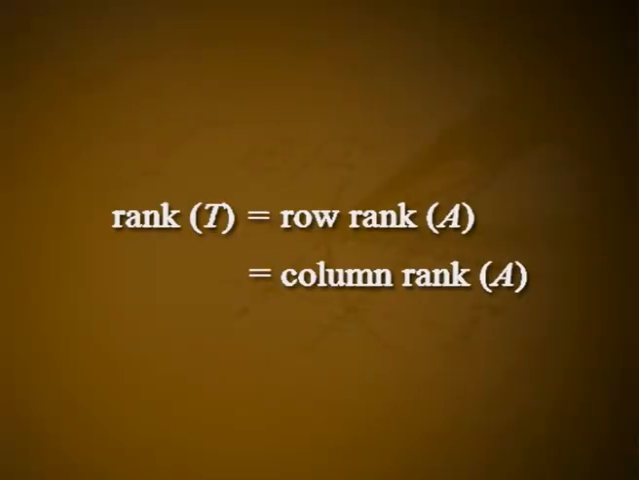This completes the proof. Remark: in view of Theorem 8, if A is an m by n matrix over F and T is the linear transformation from F^n into F^m defined above, then rank T equals row rank of A equals column rank of A, and this number is called the rank of A.